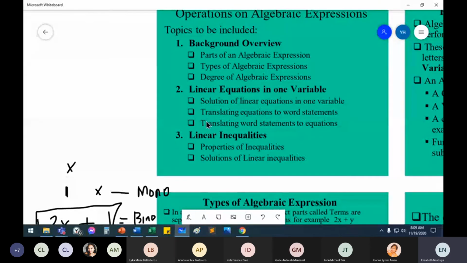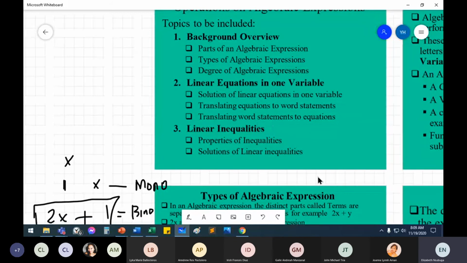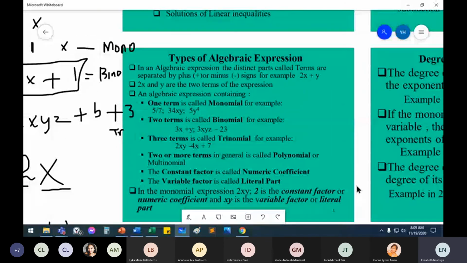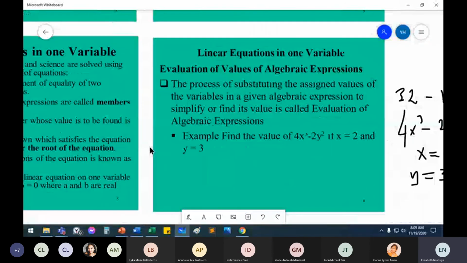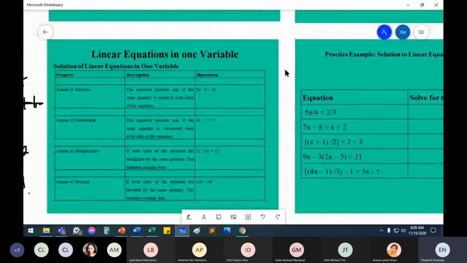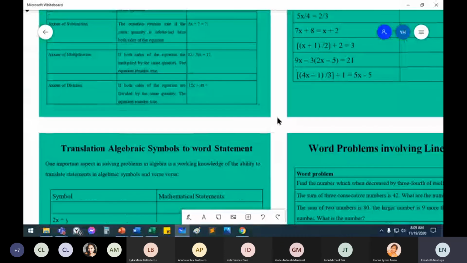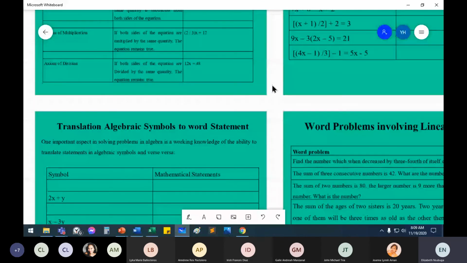So the topic we are doing now is this, translating words to statements. So let's look at it. It's the one we've been doing. Okay, when you look at this, we jumped. No, we did this one. So this one, I want you to practice. I see you can do it very well.